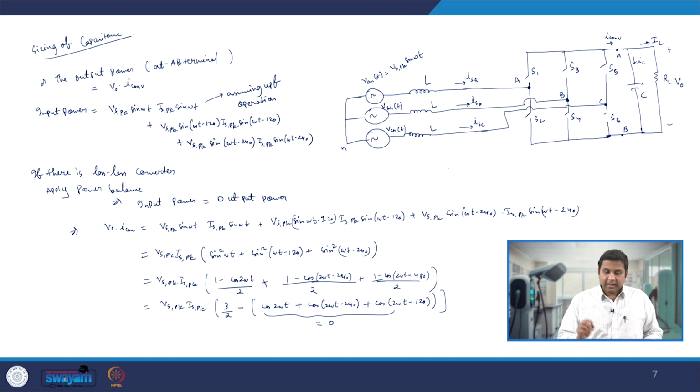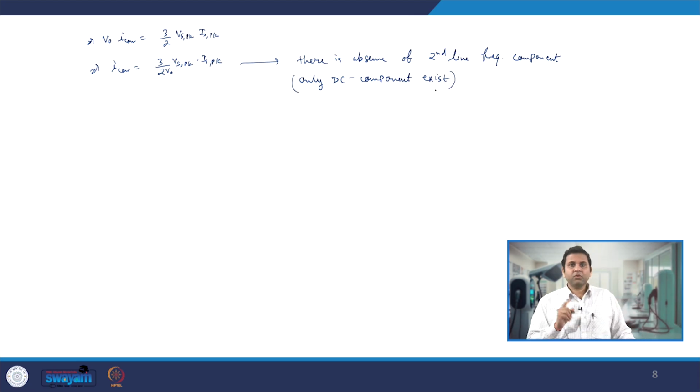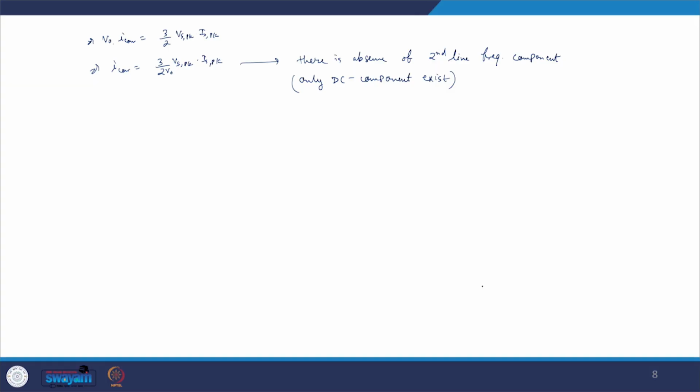So we can say that here there is absence of second line harmonic component, only DC component exists, there is no second line frequency component. In case of single phase converter we have the second line frequency component, and that is the reason why we could not take 3 single phase converters. Instead, we have taken the 3 half bridge based converters, and we make them operate in a balanced 3 phase manner.